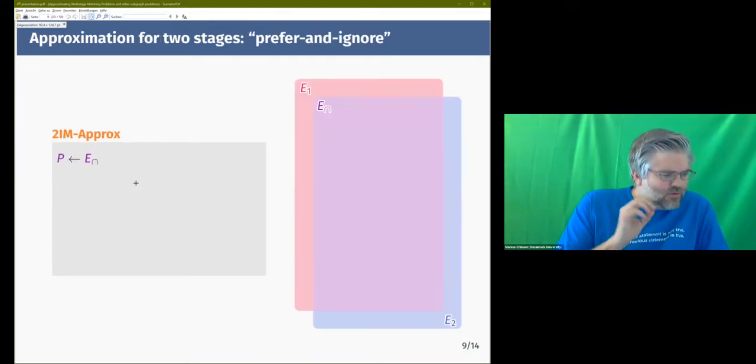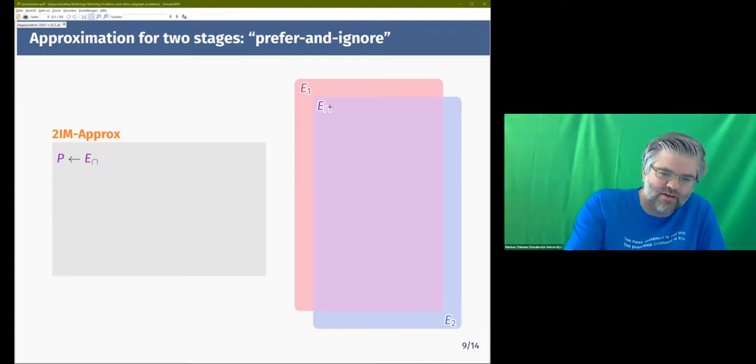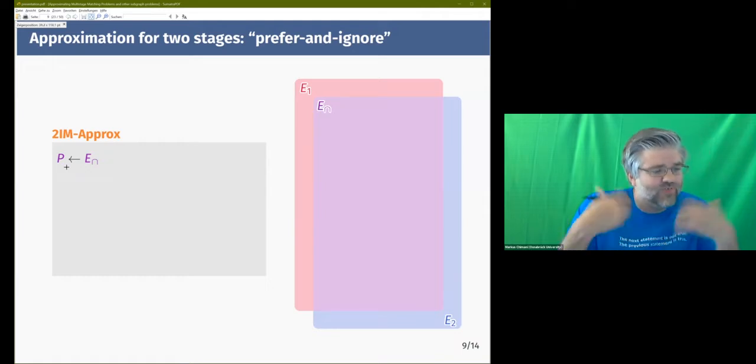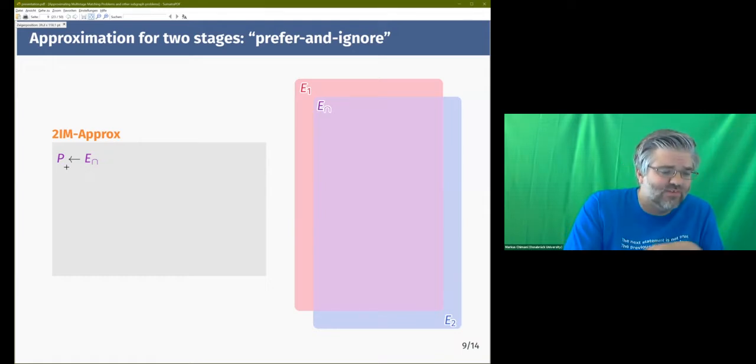I'll now show you the idea of how we approximate our problem for the two-stage case first. In the two-stage case, we have two edge sets, E1 and E2. These are the edge sets of the first and the second stage. And E_cap in violet here, that's the common edges between the two stages. And we start with preferring all of these edges.